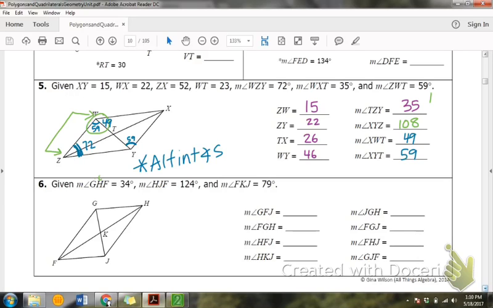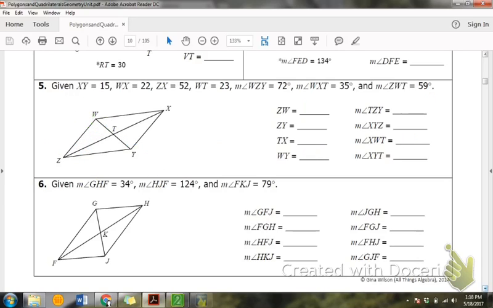All right, so let's look at number 7. That one's a little tricky, but we're going to keep working at it. Let's look at number 7.